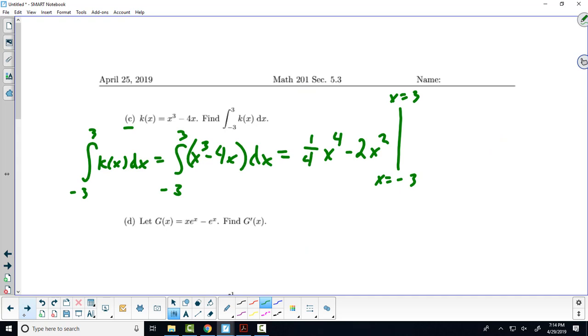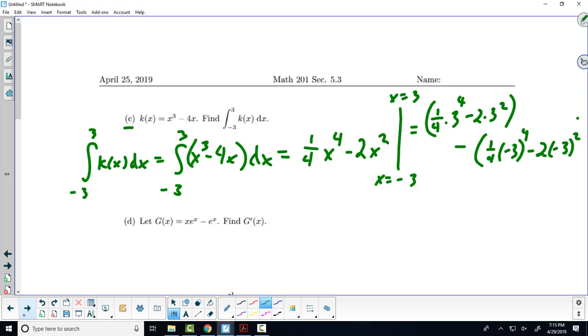Yeah. So this gives us 1/4 times 3 cubed minus 2 times. Oops. 1/4 times 3 to the what? 1/4 times 3 to the 4th minus 2 times 3 squared, minus 1/4 times negative 3 to the 4th minus 2 times negative 3 squared, which equals 0. Wait, 0? Does that bother you? Because it's the net. It's the net area, bro.